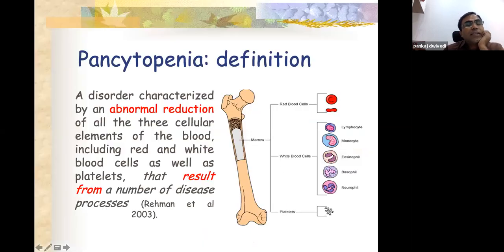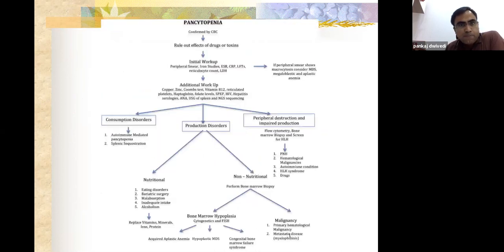Before going to that, how do we define pancytopenia? As the name suggests, pan means all, cytopenia means cell lines are deficient. It is a disorder characterized by an abnormal reduction of all three cellular elements of the blood, including red cells, white cells, as well as platelets, that results from a number of disease processes. You can see here, from the marrow, red blood cells, white blood cells and platelets are produced. If all three lines are suppressed, then it is called pancytopenia.